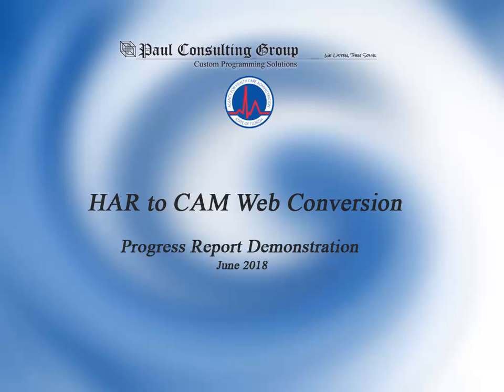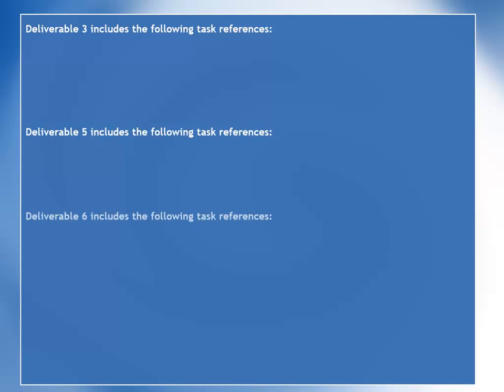Welcome to the June 2018 Progress Report demonstration of the HAR to CAM Web Conversion Project. During this month's Progress Report, items from Deliverable 3, 5, and all of 6 will be covered.